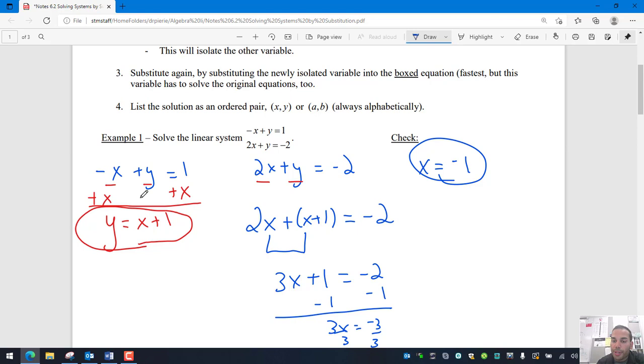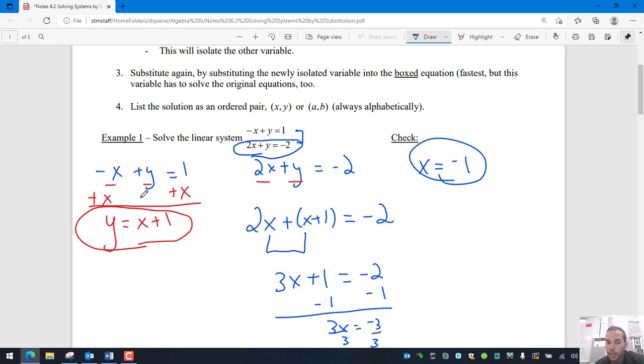And what I'm going to do now is plug in. I could pick either equation that I want here. I could pick the first or I could pick the second. I'm going to plug in negative 1 for x to solve for y. So you could pick either equation you want here. I'll just pick the second one because I like it a little bit more.